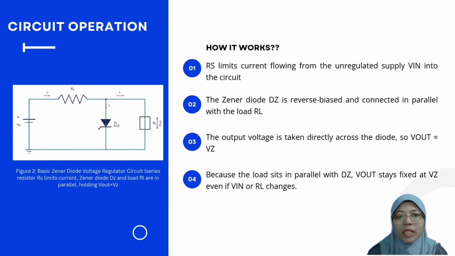Okay, the next part I will explain is circuit operation, based on figure 2, the basic Zener diode voltage regulator circuit. How does it work? RS limits the current flowing from the unregulated supply Vin into the circuit. The Zener diode DZ is reverse biased and connected in parallel with the load RL. The output voltage is taken directly across the diode, so Vout is equal to Vz. Because the load sits in parallel with DZ, Vout stays fixed at Vz even if Vin or RL change.